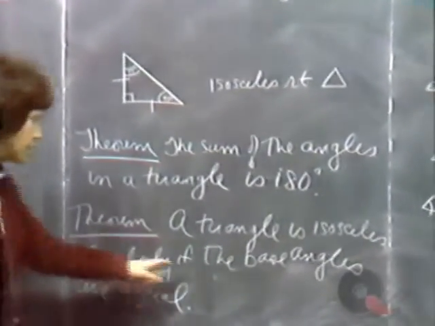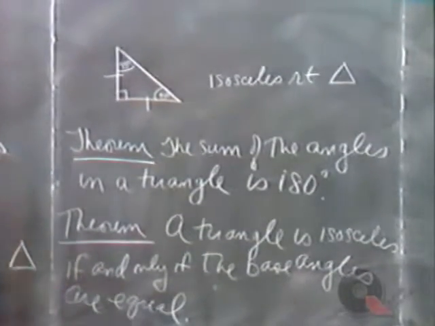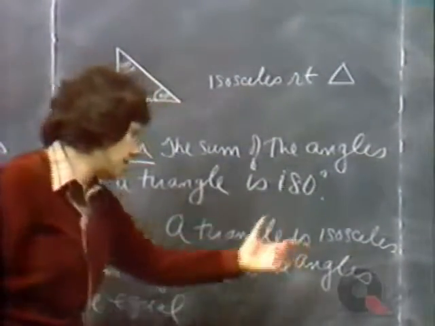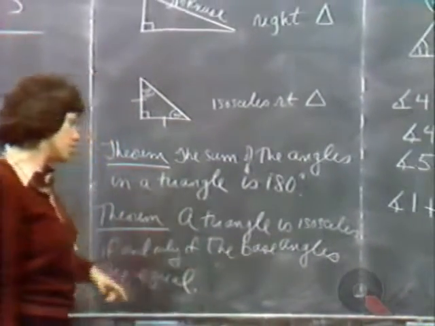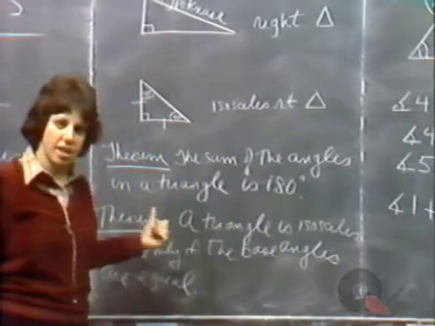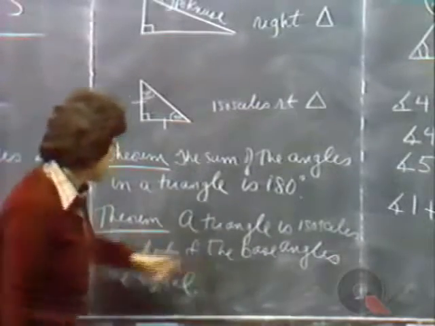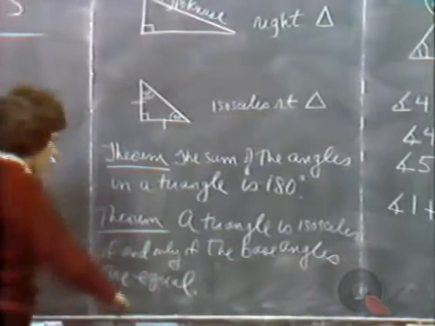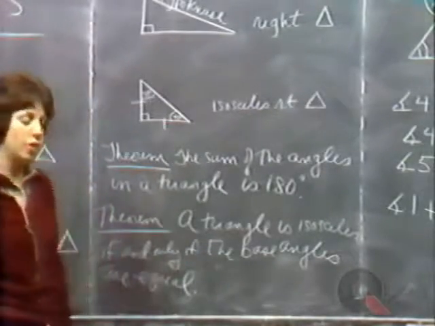This if and only if business is a way of saying that not only is the statement true, but also its converse. That is, if a triangle is isosceles, then the base angles are equal. I mentioned that before. And also, if the base angles are equal in a triangle, then the triangle is isosceles. This is a theorem and its converse. They're both true, and we specify that by the if and only if. Ordinarily, if you see a theorem written out without this, you assume that it's only true in the way it's stated.